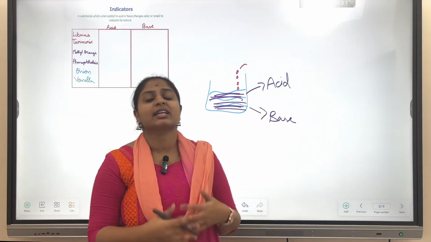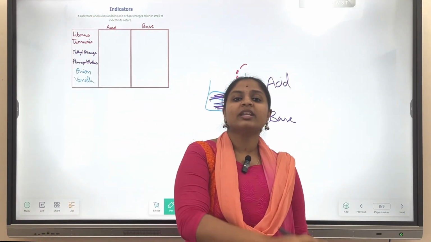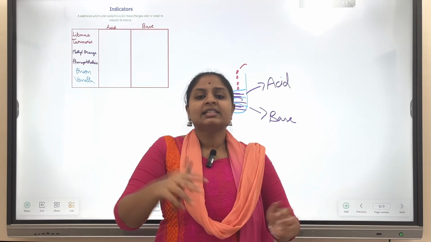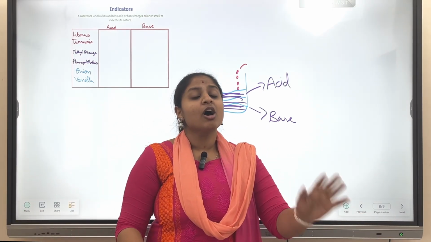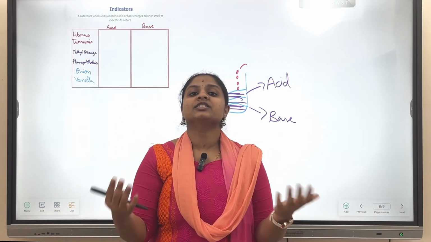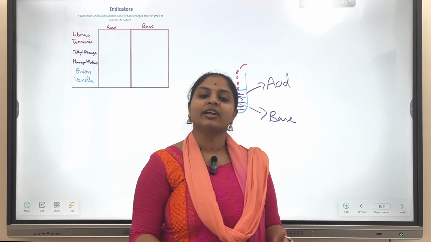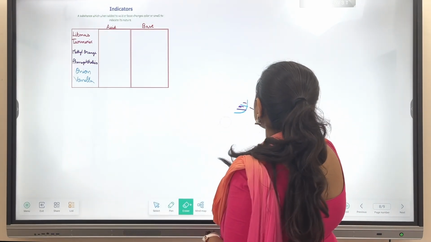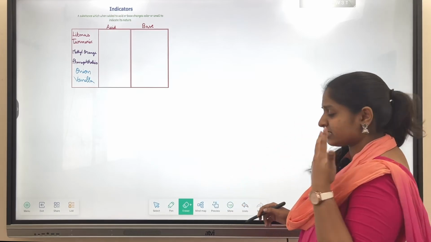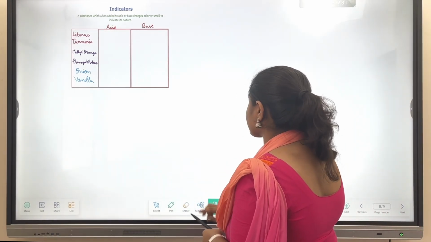So indicators are chemical substances which, when added to an acid or base, will show a color change or their smell will change, due to which we can identify it as an acid or a base. So we understood what indicators are. Now let's see what the different indicators present everywhere are.